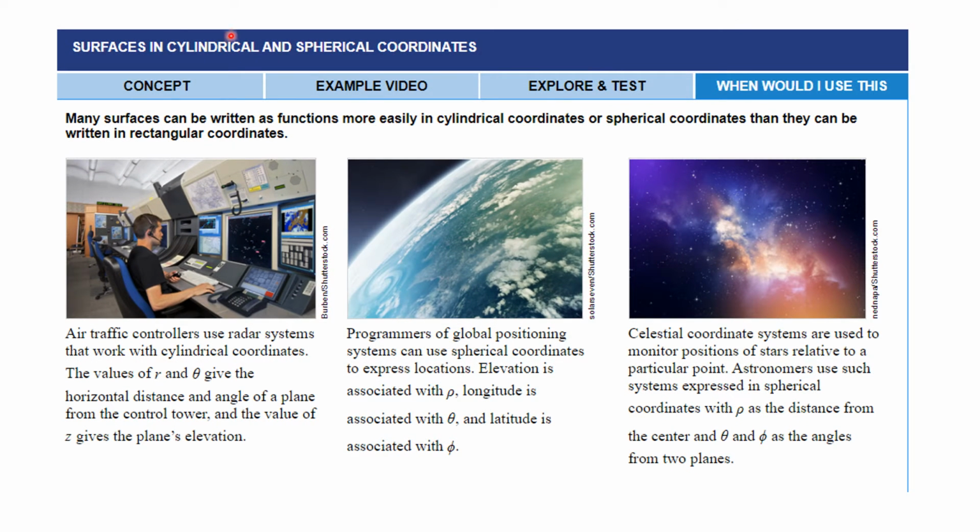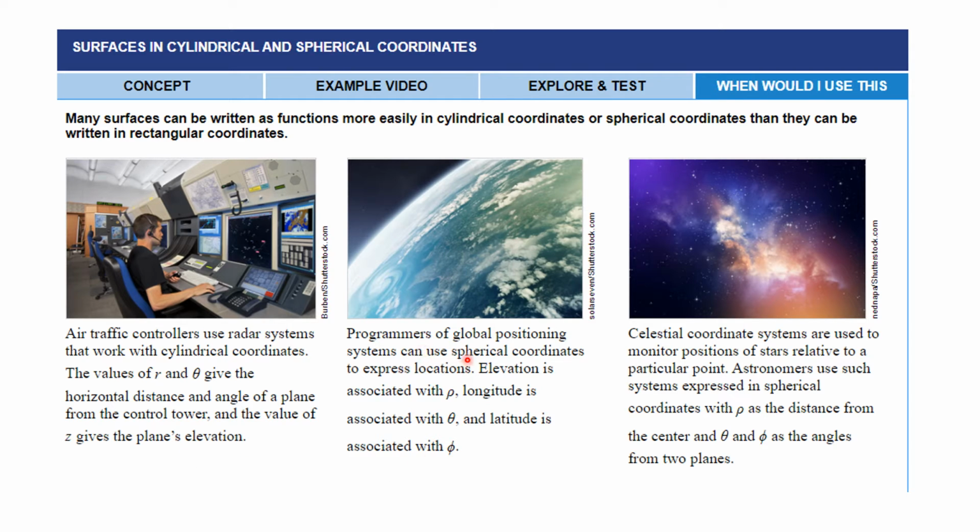There are many applications to the sciences. Let's talk about them. Many surfaces can be written as functions more easily described either in cylindrical coordinates or spherical coordinates than they can be written in rectangular coordinates. As examples, air traffic controllers use radar systems that work with cylindrical coordinates. The values of rho and theta give the horizontal distance and angle of a plane from the control tower, and the value of z gives the plane's elevation.